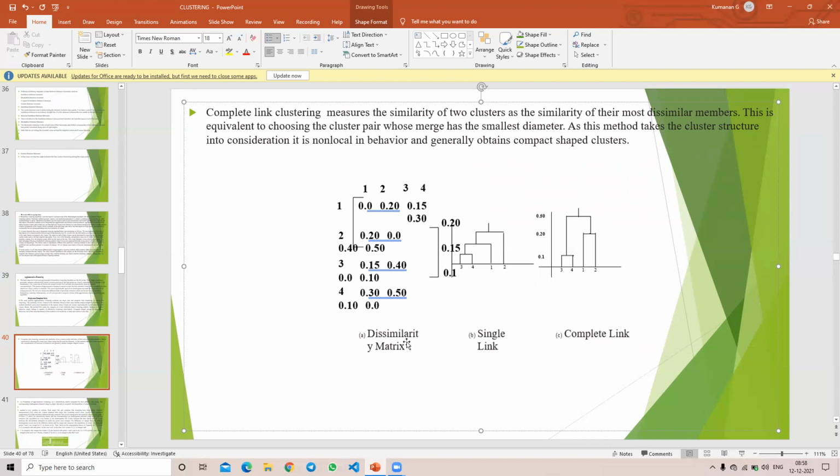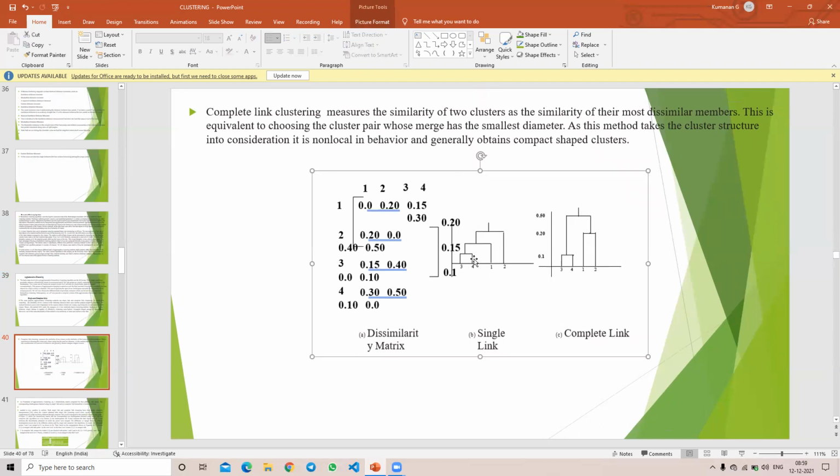Here you can see a dissimilarity matrix. In single link, everything comes to this. In complete link, every link is combined within this, and it does not go outside of this.